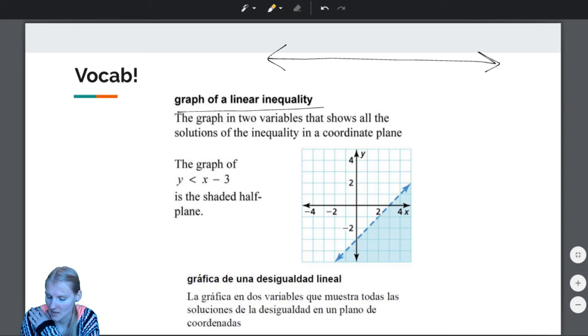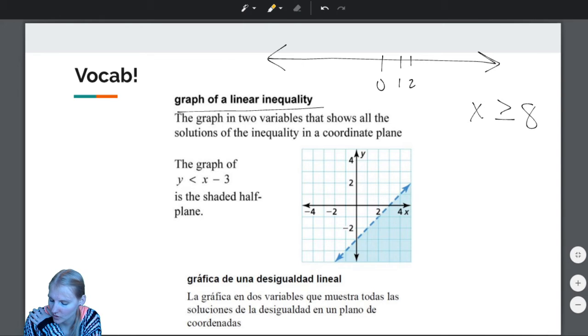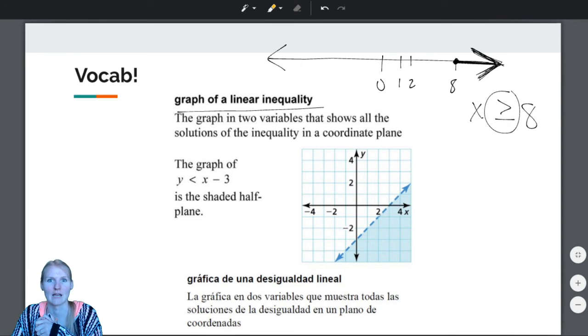Remember when we would make a number line, right? I'd have x is bigger than 8 or something, and I would say, oh, 0, 1, 2, and so on up to 8. This is a greater than or equal to, so I'm going to put a solid dot. And then because I'm bigger than 8, I'm pointing to the right. And I made a graph like that. So, that is the graph of a linear inequality in one variable.